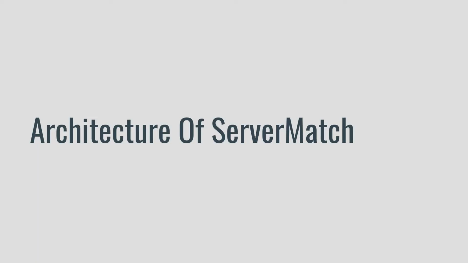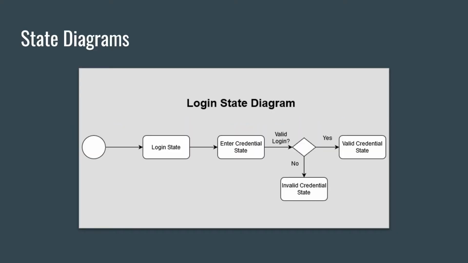Next, I'm going to go over the architecture of ServerMatch with some diagrams. Here is our login state diagram. The user will first begin with the login state, then proceeds to enter an email associated with the restaurant and password. The system will validate those credentials and move into the valid state or invalid credential state. The valid state will bring them into the menu, and the invalid will ask again for either a different password or a different email.